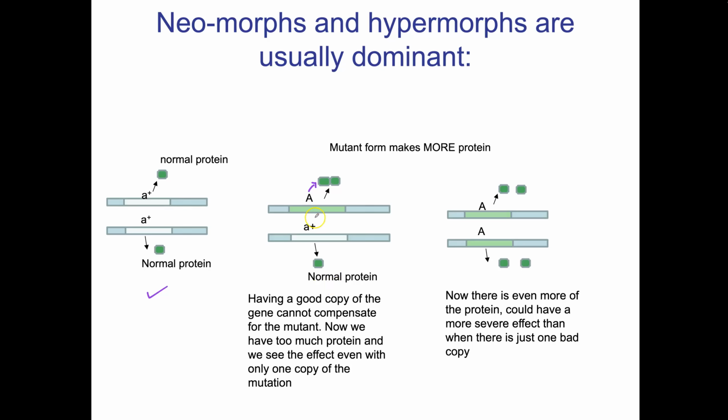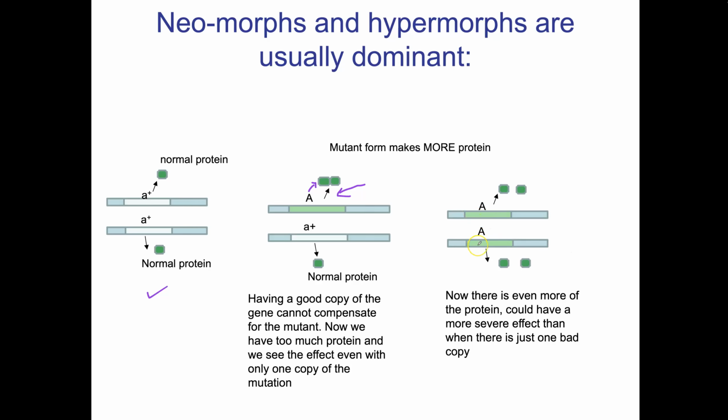It actually means that now you've got, instead of sort of 2 units of protein, suppose that was 100 copies and 100 copies, now you've got 300 copies instead of the normal 200. And so that can give rise to a phenotype, right? Because of having too much of the protein. So when you have only one mutant copy, you can actually see the physical effect of that in the organism.